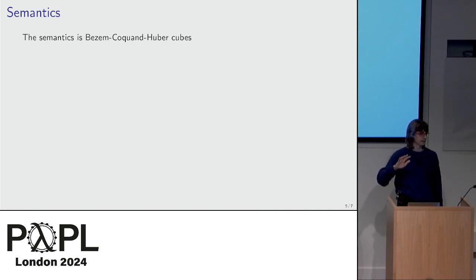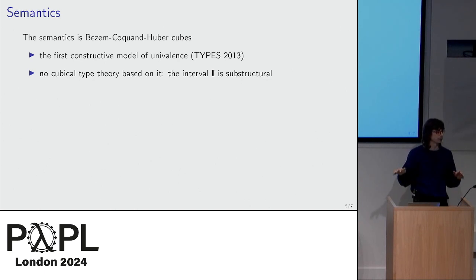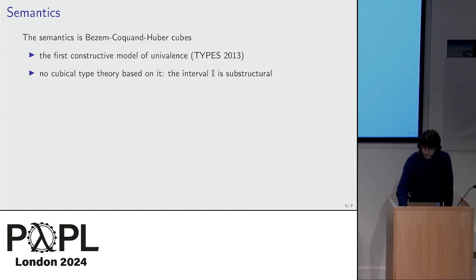So our semantics is Bezem-Coquand-Huber cubes, cubical sets. This was the first model of univalence, but they never built a cubical type theory on top of these cubical sets. These are the most natural, corresponding to the classical cubical sets or classical simplicial sets. They also have a simplicial version. But if you build the identity type using the interval based on these sets, then the interval becomes substructural, so very weird rules for substitution, and it's difficult.